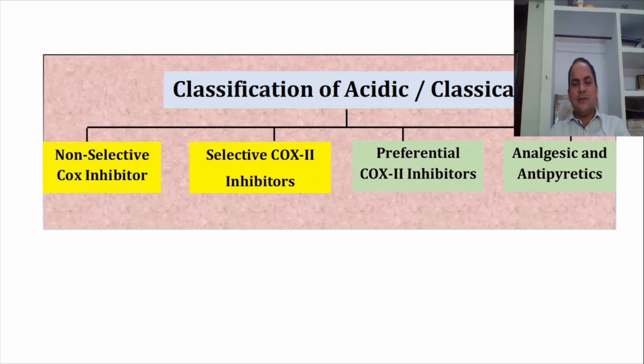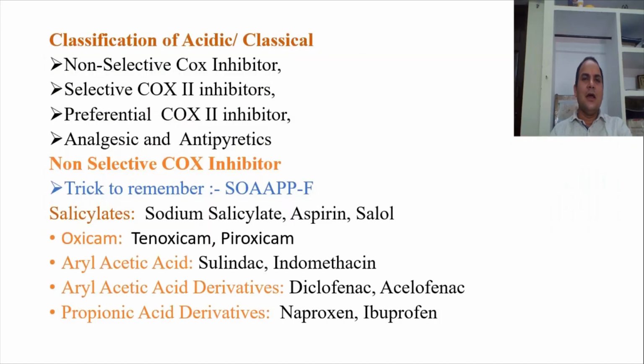Classification of NSAIDs: we have acidic and classical classification. In the classical classification there are four categories: non-selective COX inhibitors, selective COX inhibitors, preferential COX inhibitors, and analgesics and antipyretics.